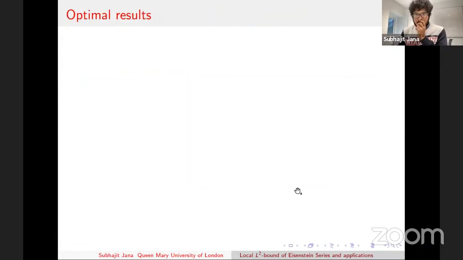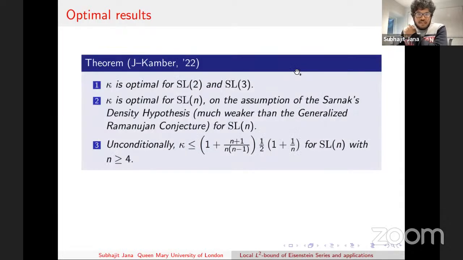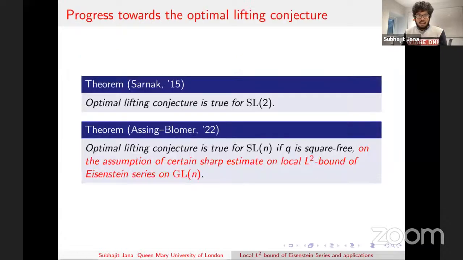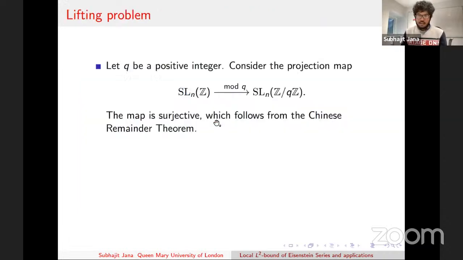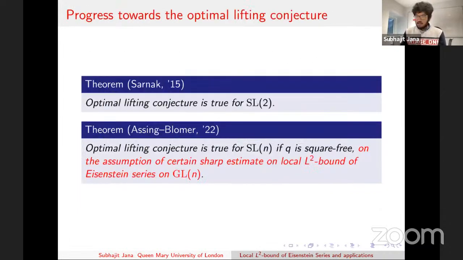So let me talk about our results. These are the results I obtained with Amitay. The first one is about the optimal exponent. We proved that for SL2 and SL3, kappa is optimal. That removes the assumption on the generalized Ramanujan conjecture from Ghosh-Gordnik-Nebel's paper for SL2, and for SL3 we proved it unconditionally.